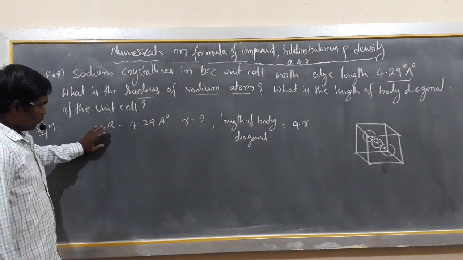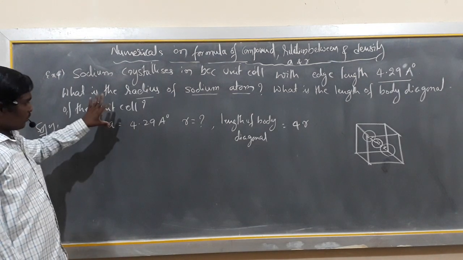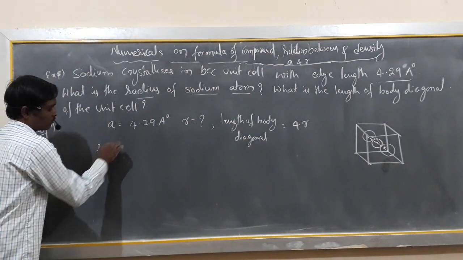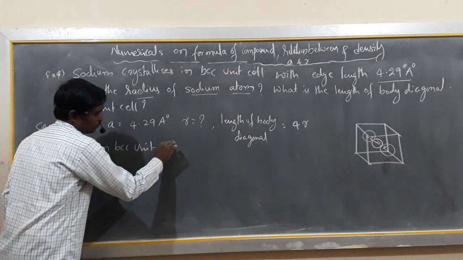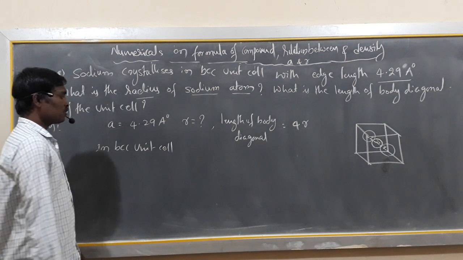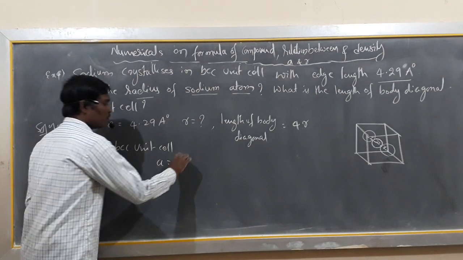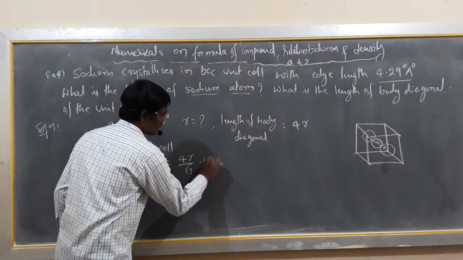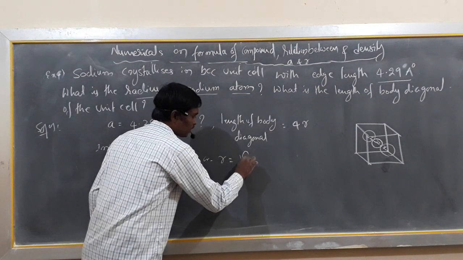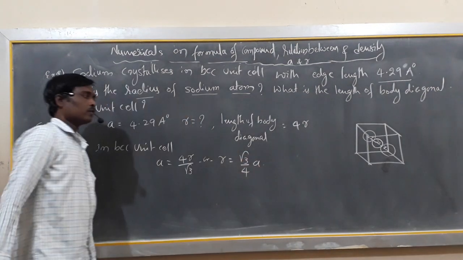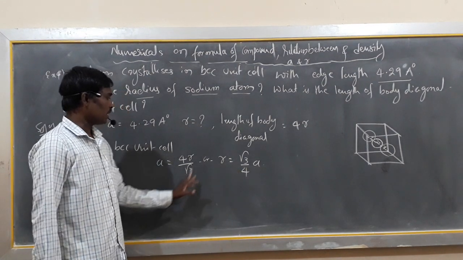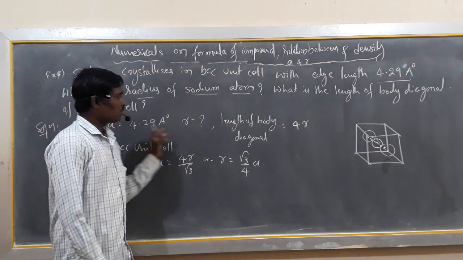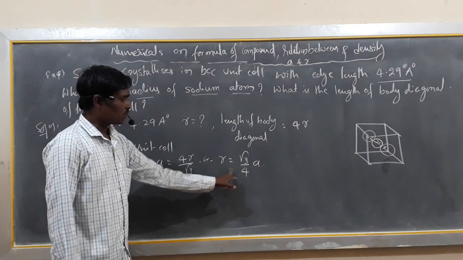Now write the relationship between A and R for the BCC unit cell. In a BCC unit cell, we know the relationship between the edge length and the radius of sphere: A is equal to 4R by root 3, or it can be written as R is equal to root 3 by 4 into A. When the edge length is given, we use this formula. When the radius is given, we use the other formula to calculate the edge length. Here the edge length is given and we are told to find the radius, so we use this second formula.